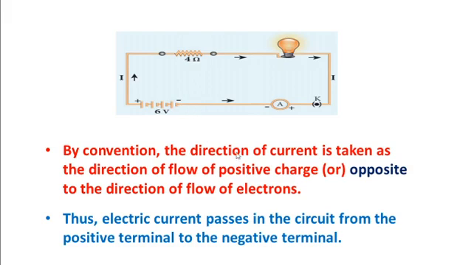By convention, the direction of current is taken as the direction of flow of positive charge. The direction in which the positive charge moves is the direction of current. Or it is opposite to the direction of flow of electrons. Flow of electrons is opposite to the direction of positive charge. Thus, the electric current passes in the circuit from the positive terminal to the negative terminal. That is very important. Current always flows from positive terminal to negative terminal.